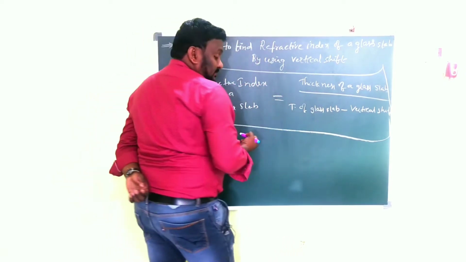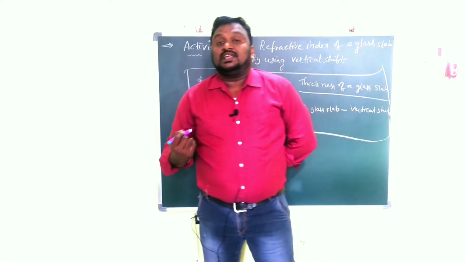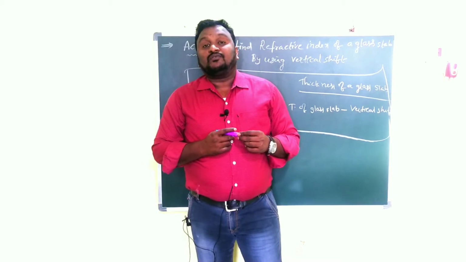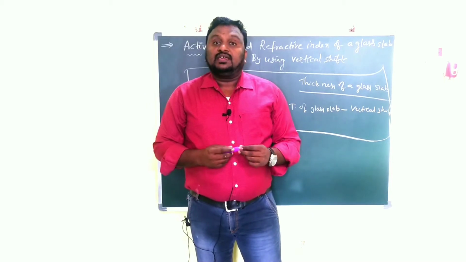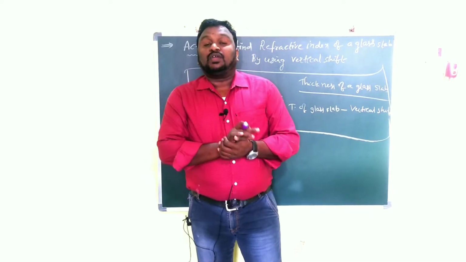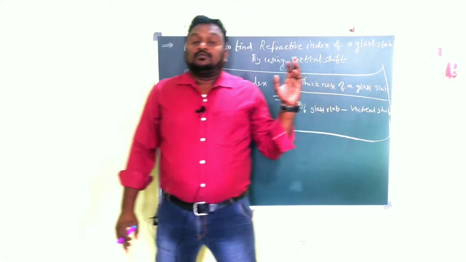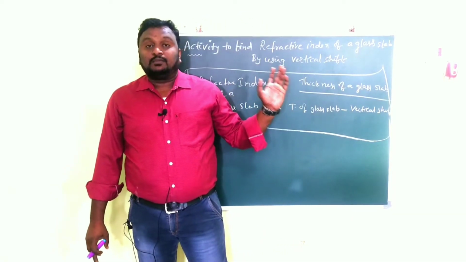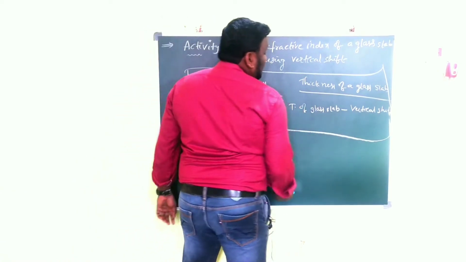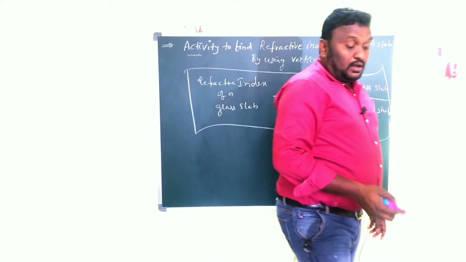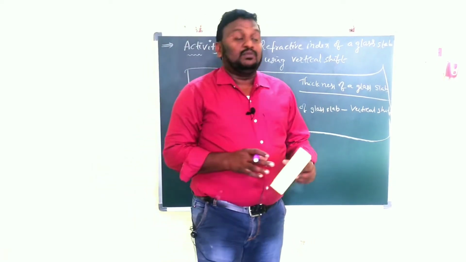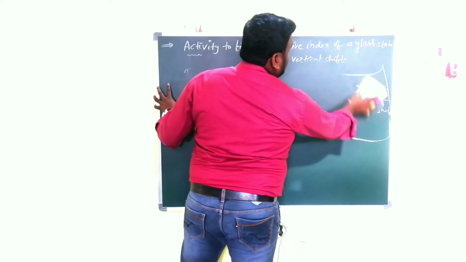If we take a glass slab, we can easily find the thickness by using a scale or vernier calipers. We will find the thickness of a glass slab very easily. Then what about the vertical shift? You have to know about the vertical shift, and for that we have to do one activity. The refractive index of a glass slab is equal to the thickness of the glass slab divided by the thickness of the glass slab minus the vertical shift. Now I would like to explain the activity to find the vertical shift of the glass slab.